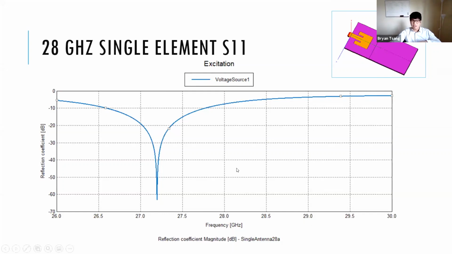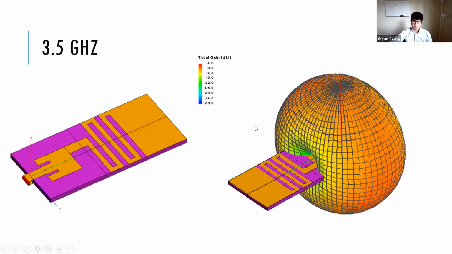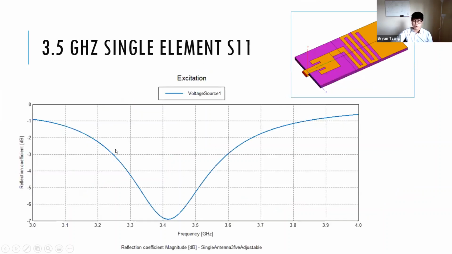The second thing I noticed was that this reflection coefficient was -60, which is freaking amazing. So that was really awesome. And the peak gain is around 6.5 dB, which is also a little bit less than what the paper simulated. For the 3.5 gigahertz, notice that I didn't make an actual RF switch. I just used the microstrip and attached the meandered patch. But as expected, the gain is a lot lower.